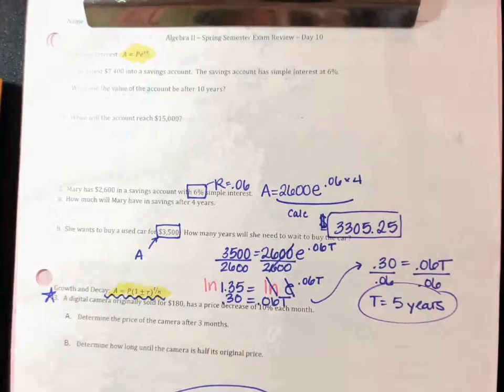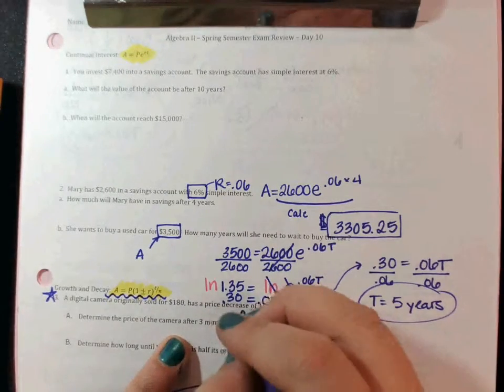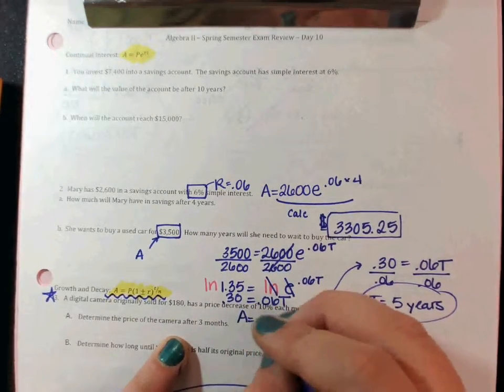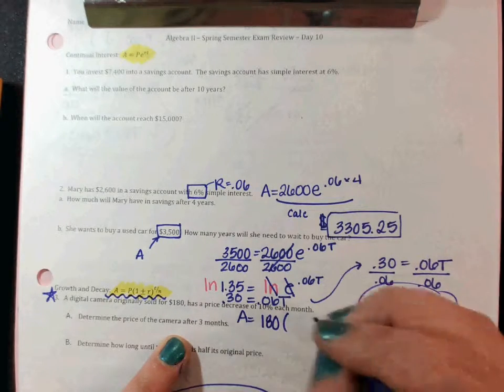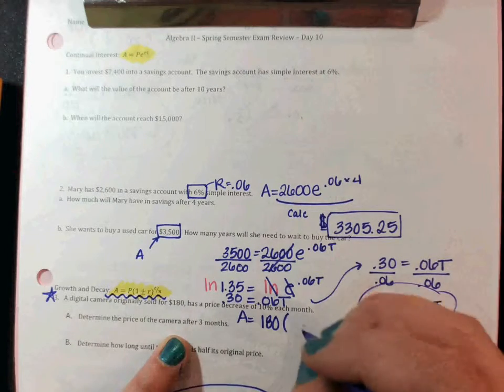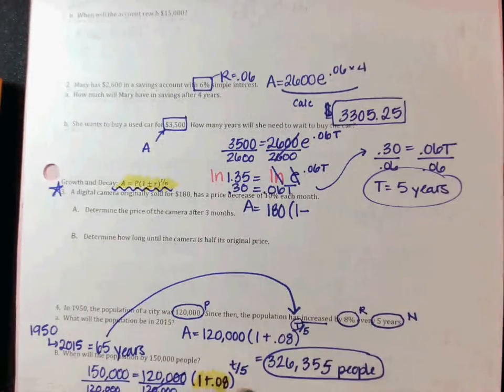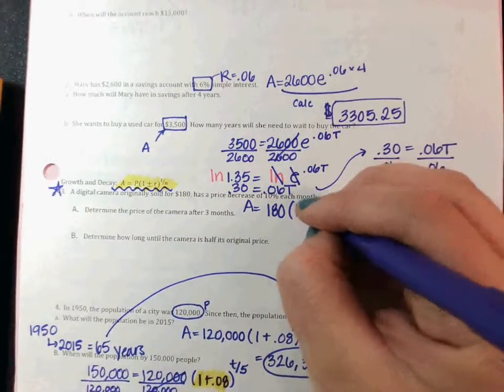Okay, so for 3, what should I start with? A equals what? Okay, 180. 1 plus or 1 minus? 1 minus, because it's a decrease. And then if it's 10%, I put 0.10.